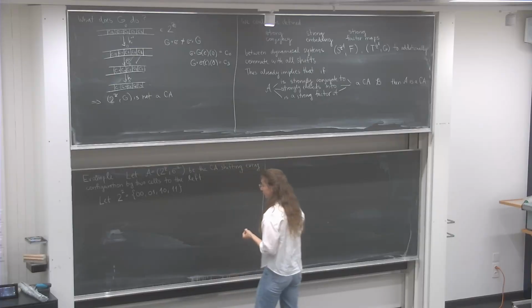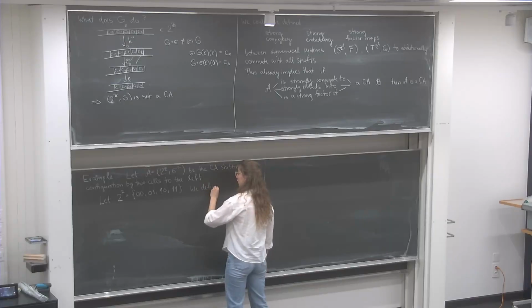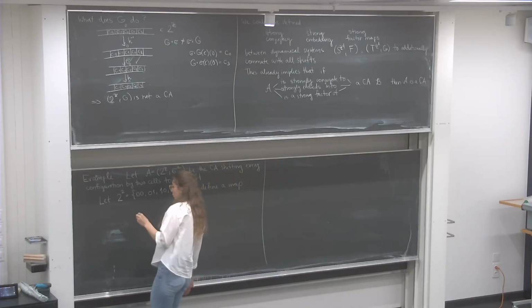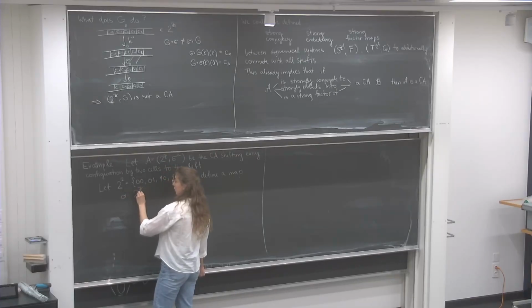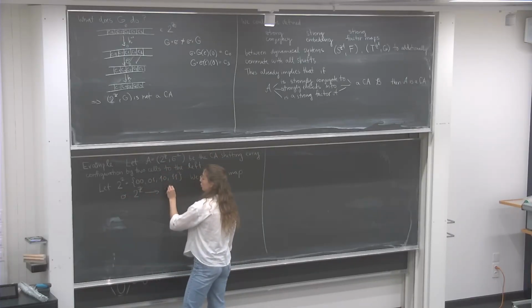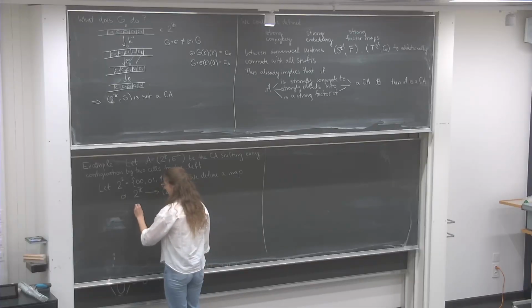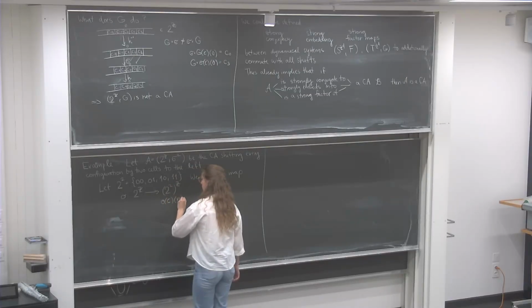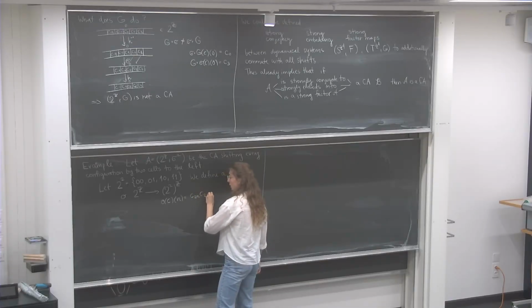So we define a map. We can call it O from 2 to the Z to 2 to the 2 to the Z, which, O of C at some position n is simply C at position 2n and C at position 2n plus 1.